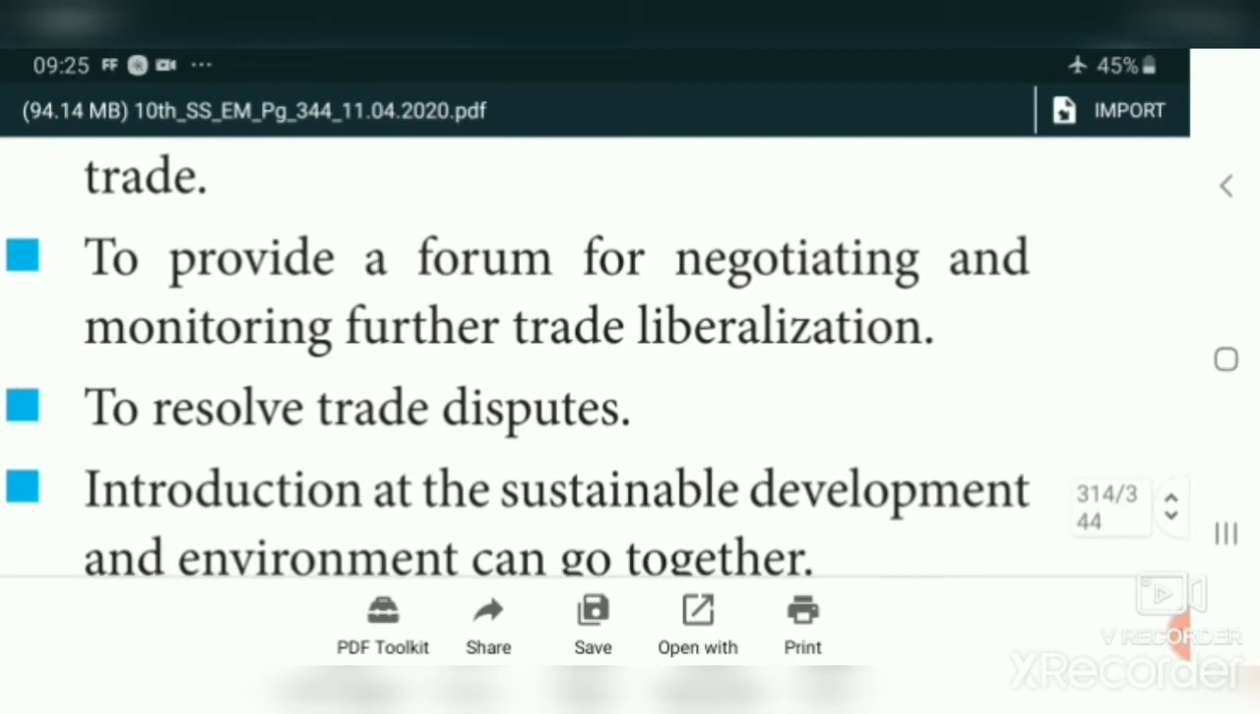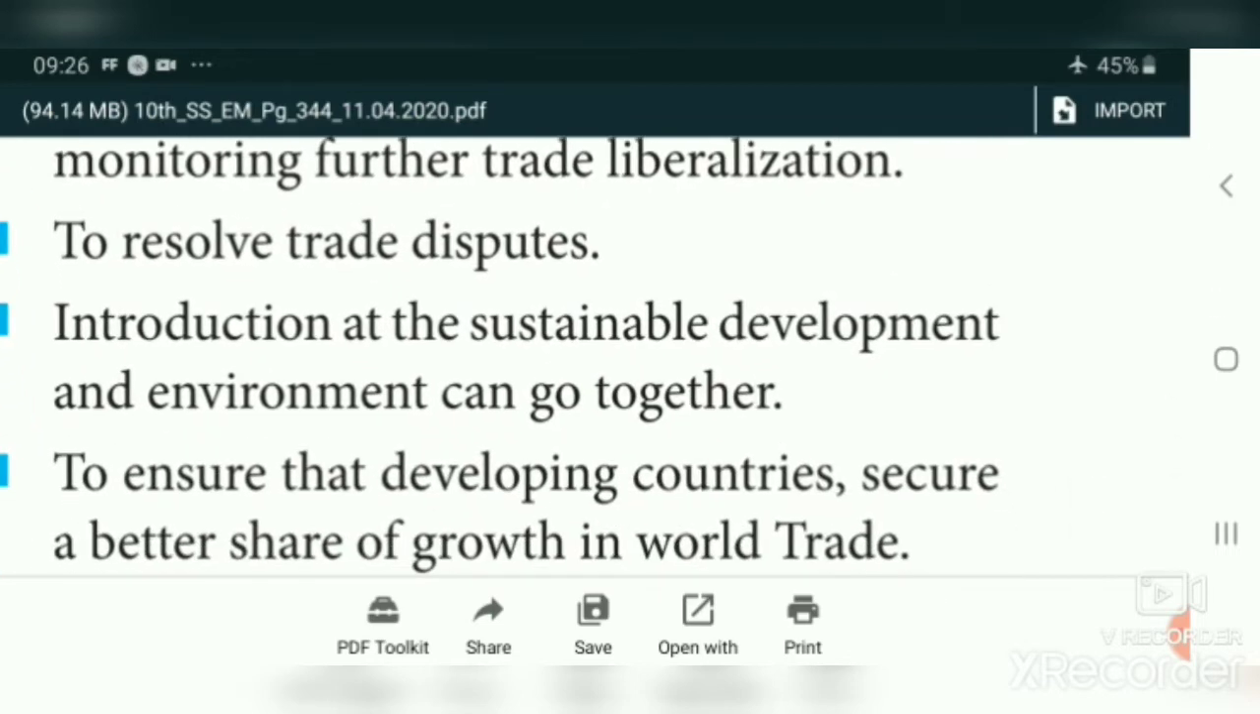It provides a forum for negotiation. Negotiation means talking, and monitoring further trade liberalization. Whether all the countries are following the liberalization policies, all these things are monitored by this WTO. It resolves trade disputes. Dispute means problem. What are the problems arising between the countries regarding trade? That problem is set right by this World Trade Organization.